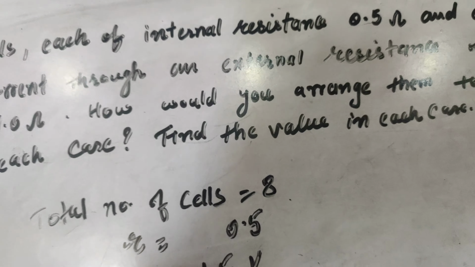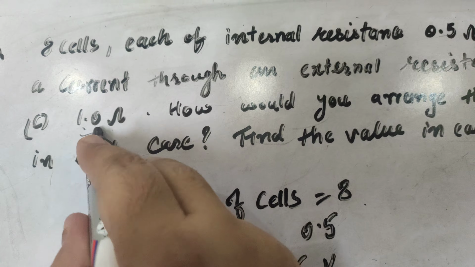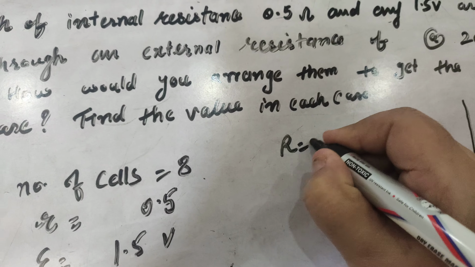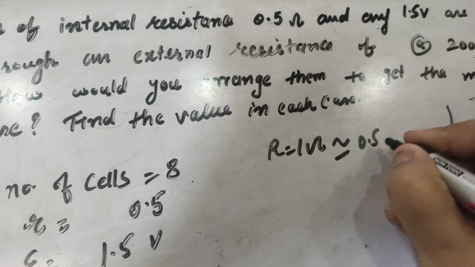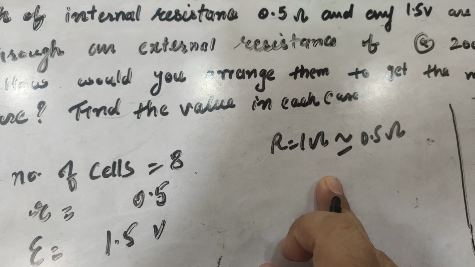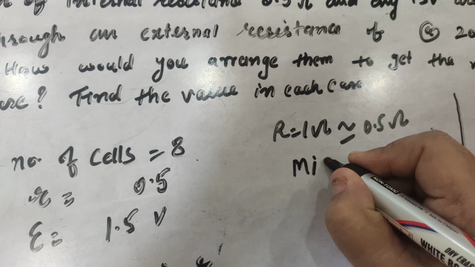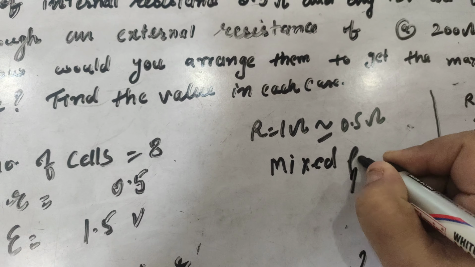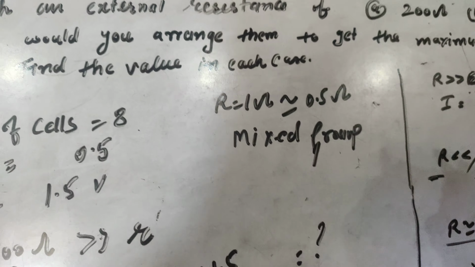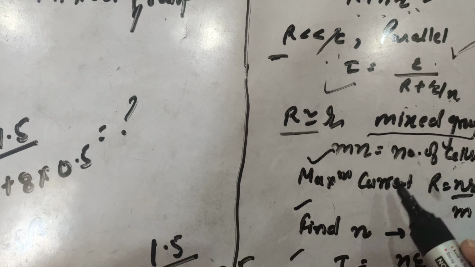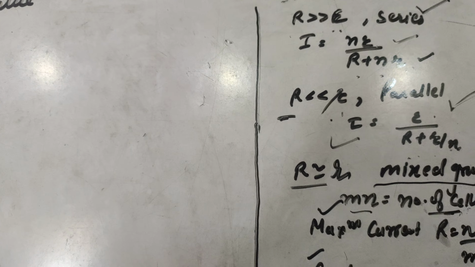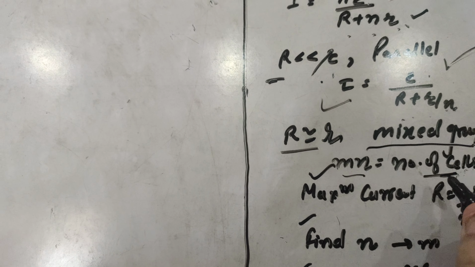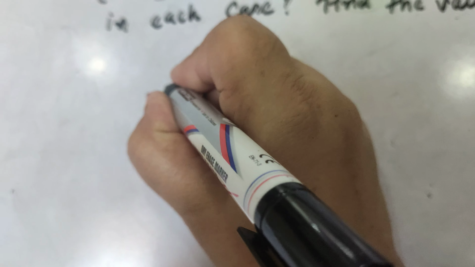The third case is 1 ohm. Now you can see here R is equal to 1 ohm, which is comparable to the internal resistance of 0.5 ohm. So we will use the formula for mixed grouping. And what steps are to be followed? The first step is mn is equal to the number of cells. Let us write mn.